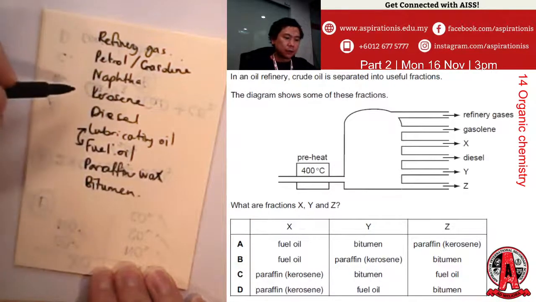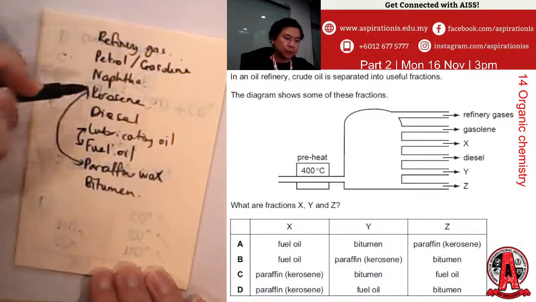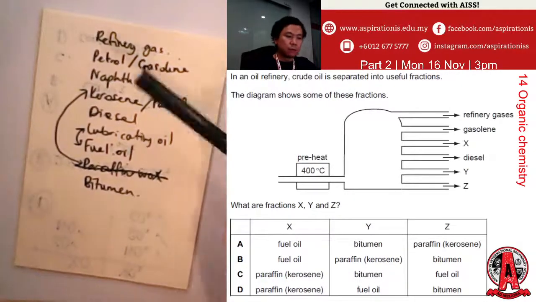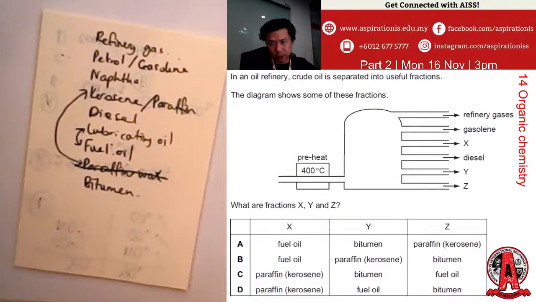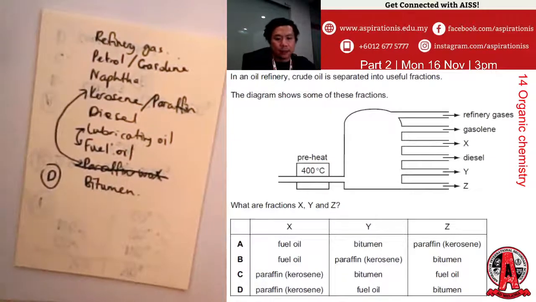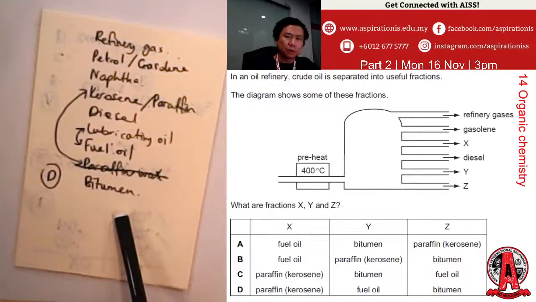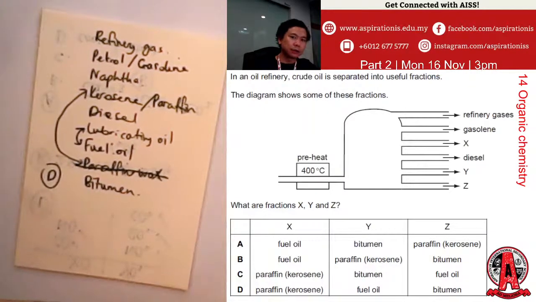Please do not confuse this with this, because another name for kerosene is paraffin. So you need to know the full order of the fractions. So the answer is D. If you did not know the order, I'm sure you know that bitumen is the last, so immediately you would narrow your answer down to two options, then you just make your choice. So you need to know the fractions and the order of the fractions. That's important.